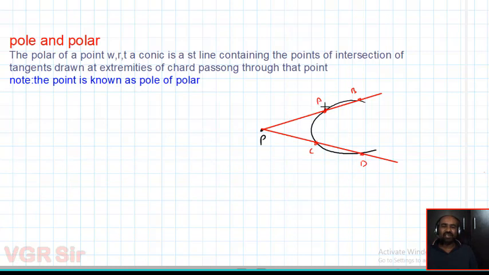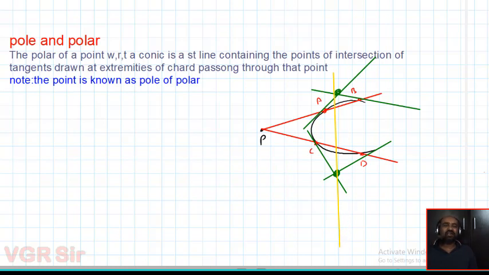Now at A, we need to draw a tangent. Through B also you need to draw a tangent. Through C you need to draw a tangent. Through D also you need to draw a tangent. Okay, so assume that this is the point of tangency of all. Now we need to draw a line passing through these two.